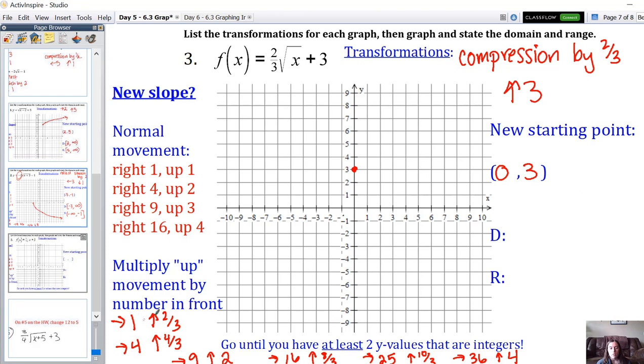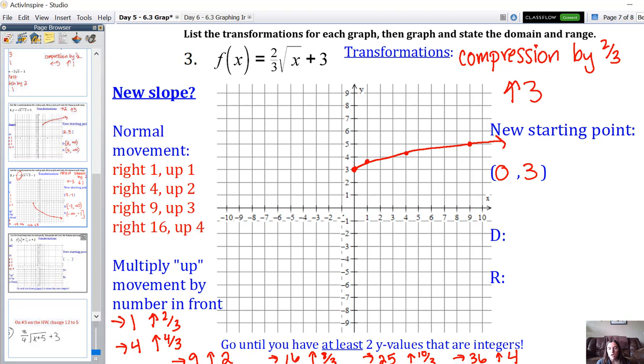So we're going to the right 1 and up 2/3. We're going to kind of guess where that 2/3 ends up on our graph. We know it's like a little bit more than half. So it's going to go somewhere around there. Then we go to the right 4 and up 4/3, which is the same as 1 and 1/3, so a little bit more than 1 up. Then to the right 9 and up 2, and that is all that I have room for on my graph.